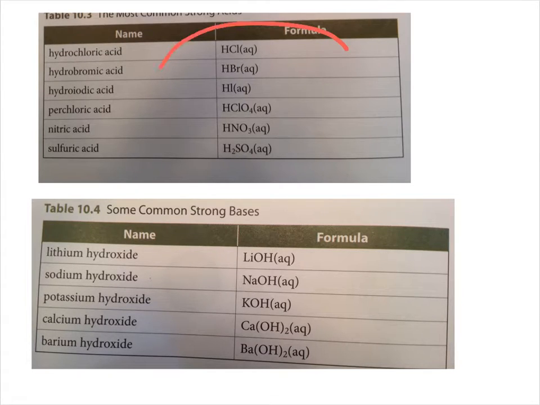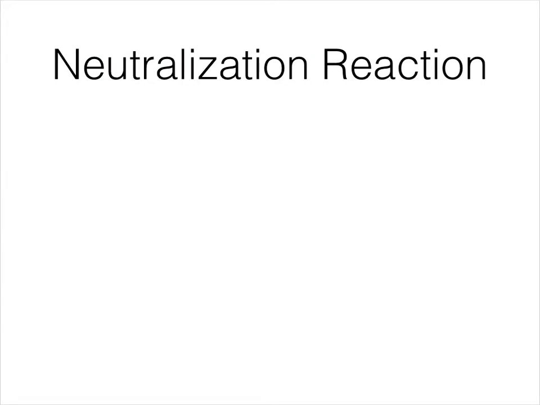These are some examples of acids and their formulas. If you notice, they all have the hydrogen. And down here are examples of bases. And if you notice, all the bases have the OH hydroxide. The last thing we need to talk about is a neutralization reaction. This is a chemical reaction in which an acid and a base react to form an ionic compound, a salt, and water. And the resulting pH is then close to 7.